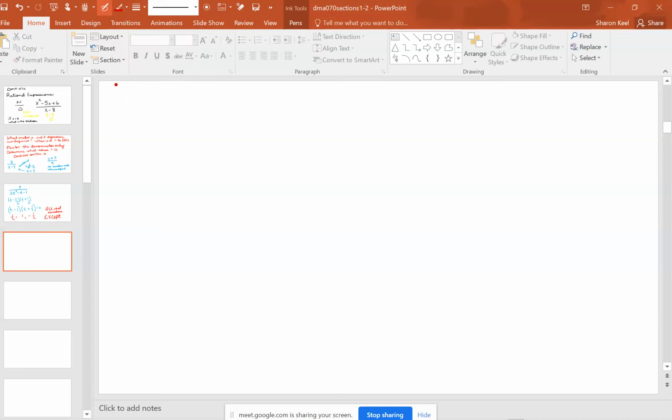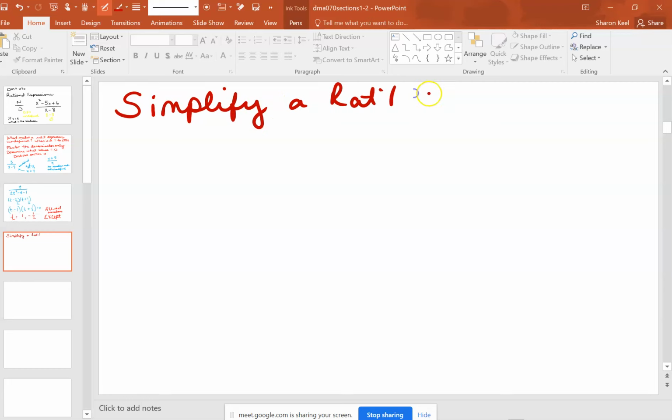We're still in the first section. In the first section, we are going to also look at simplifying an expression. So simplify a rational expression. I'm going to make the rules real simple on this.